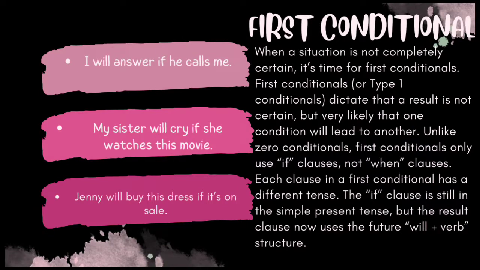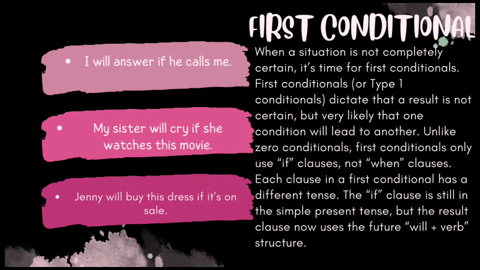When a situation is not completely certain, it's time for the first conditional. First conditional, or type 1 conditional, dictates that a result is not certain, but it is very likely that one condition will lead to another. Unlike zero conditionals, first conditionals only use if clauses, not when clauses.